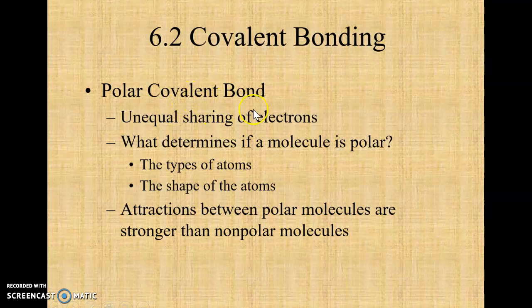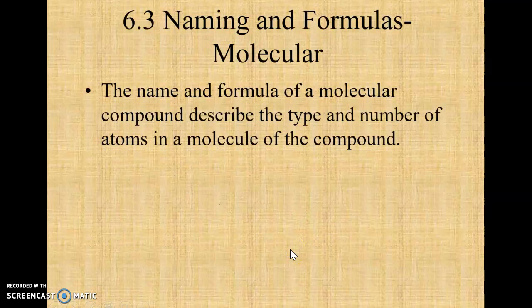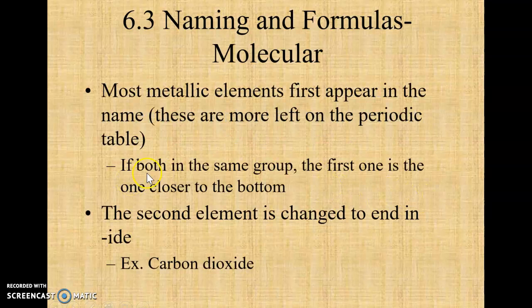Polar covalent bonds, that means it's just unequal sharing of electrons. And what determines that? That's just the types of atoms, the shape of the atoms. We'll talk more about that later. Water, for instance, dihydrogen monoxide, H2O. Attractions between polar molecules are stronger than between nonpolar molecules.